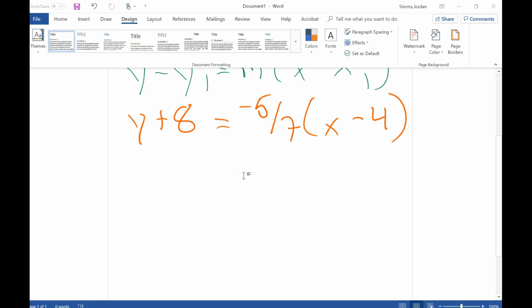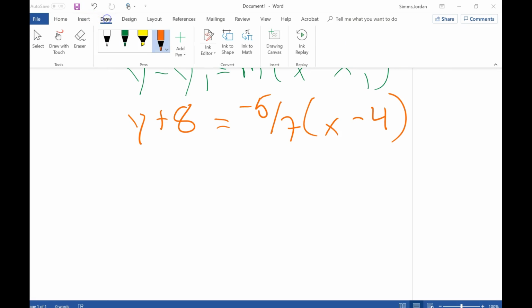So now what's happening is we are dealing with fractions, of course. The first thing we're going to do is order of operations. I have to distribute or multiply before I can add or subtract. So I'm going to multiply -5/7 by x. I'm just going to rewrite the left side. -5/7 times x is -5/7 x.